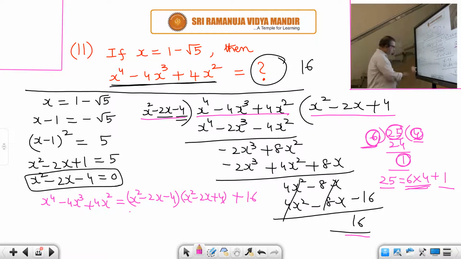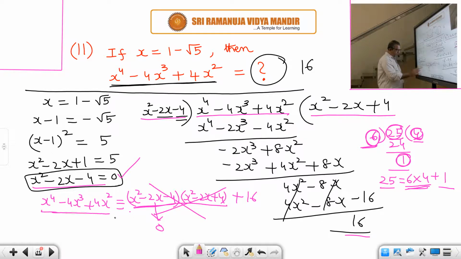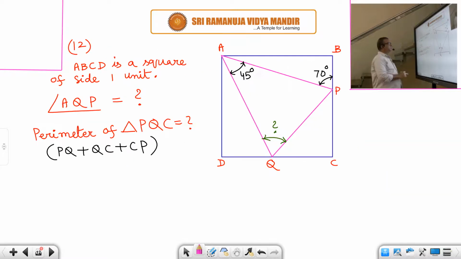So this expression is identically equal to this expression. But this is 0, is it not? Here you have proved that x square minus 2x minus 4 is 0. So this part is 0. 0 into anything is 0. Therefore the expression x power 4 minus 4x cube plus 4x square is just equal to 16. So that is the value of the expression. That is the answer. Okay. So you can use this method. Let us see the next question.